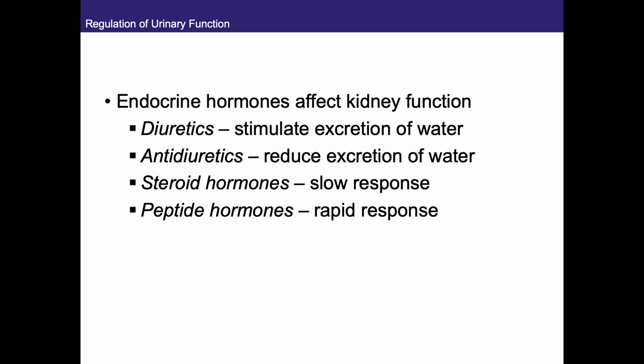Antidiuretics, like vasopressin, renin, and aldosterone, all of those are antidiuretics. It helps to promote water reabsorption so that you produce a very small amount of urine that's highly concentrated. Steroid hormones are slow because they usually promote protein synthesis, like aldosterone. Peptide hormones are quick, like vasopressin.